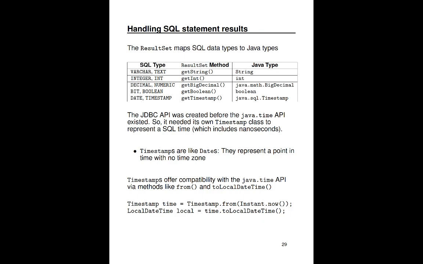They represent a point in time with no time zone, and so then it's up to you to manage that. But the Timestamp class has been augmented over the years to have compatibility with java.time APIs. So there's a from method where you can take something like a java.time LocalDateTime and from it create a Timestamp. And similarly, there's a toLocalDateTime which will take a java.sql.Timestamp and return a LocalDateTime for it.